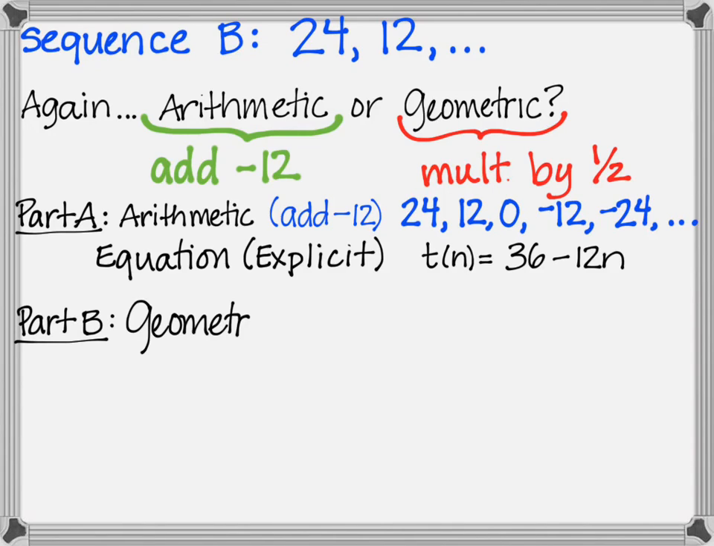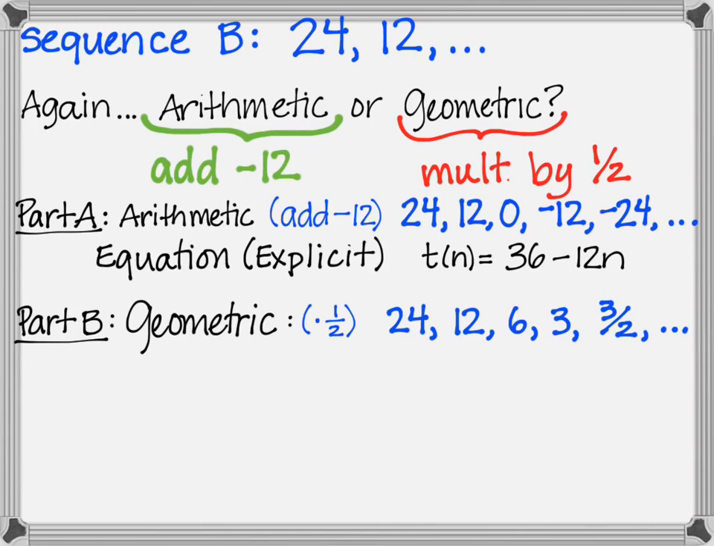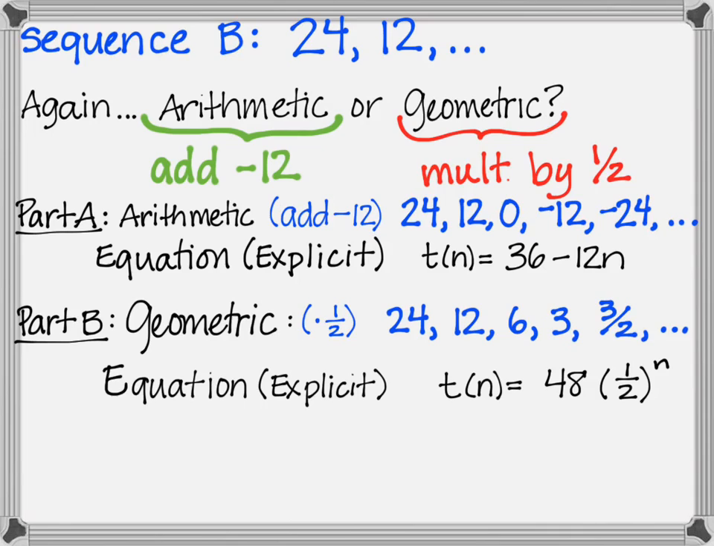For part B, we're going to assume that it's geometric, meaning we're going to multiply by halves. So we've got 24, then half of that is 12, and half of that is 6, and half of that is 3, and half of that is 3 halves. To find the explicit equation, we say, what would we start with that if we multiplied by 1/2 would give us 24? And that would be 48. So the explicit equation is going to be T of n equals the 48 we would have started with, and then here's the pattern, multiplying by 1/2. So 1/2 to the n. Those are the explicit equations.